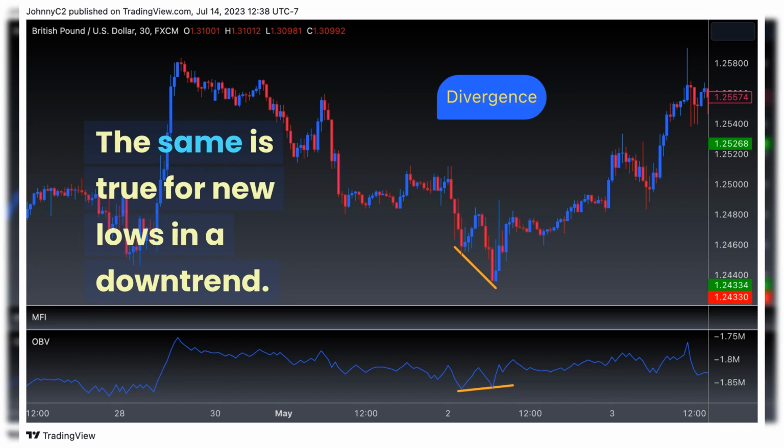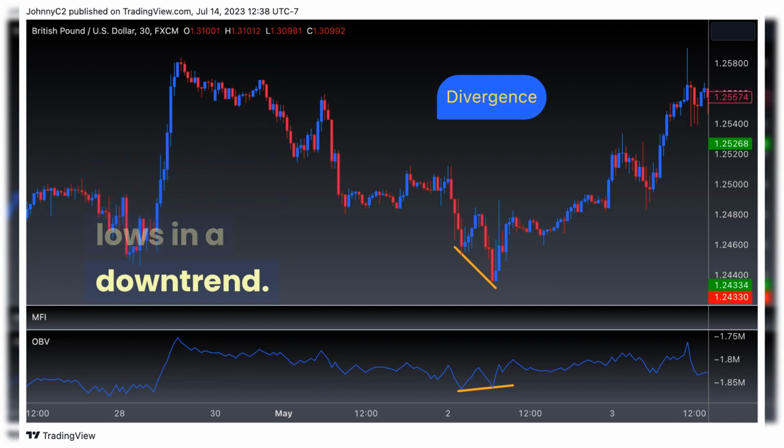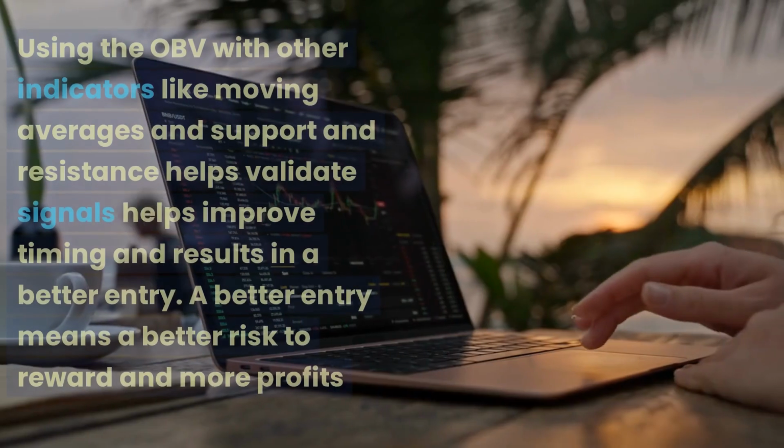The same is true for new lows in a downtrend. You can see here in this picture that this is also an example of a divergence. In this case, it would be a bullish divergence, changing the trend from bearish to bullish.